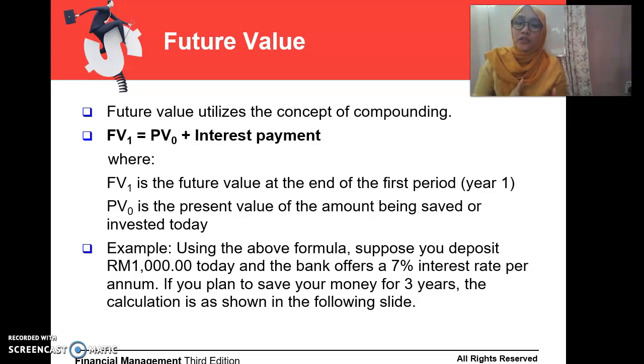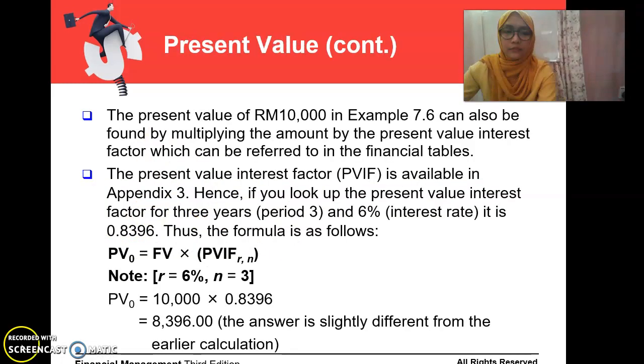So the first concept of time value of money is future value. Basically, future value utilizes the concept of compounding. Future value equals present value plus interest payment, where future value is the value at the end of the first period, which is year 1, and present value is the present value. The present value of 10,000 in the previous example can also be found by multiplying the amount by the present value interest factor, which can be referred to in the financial table.